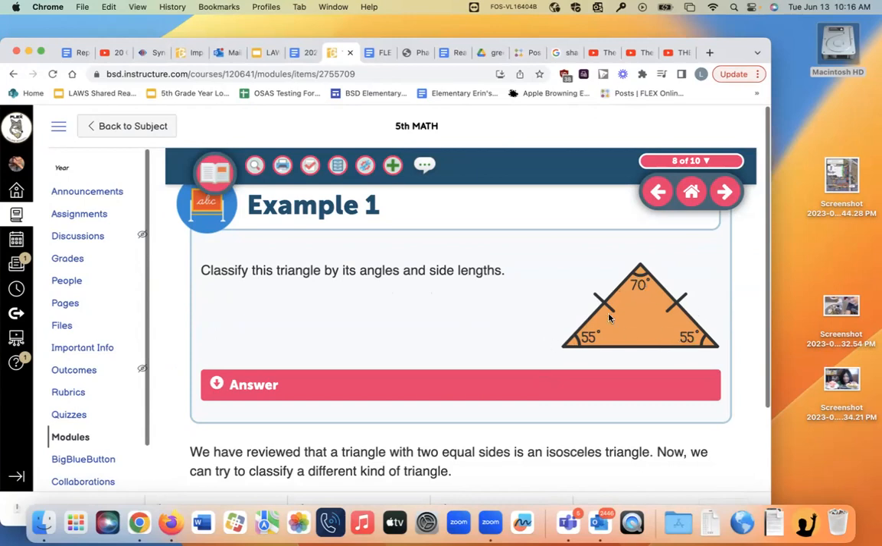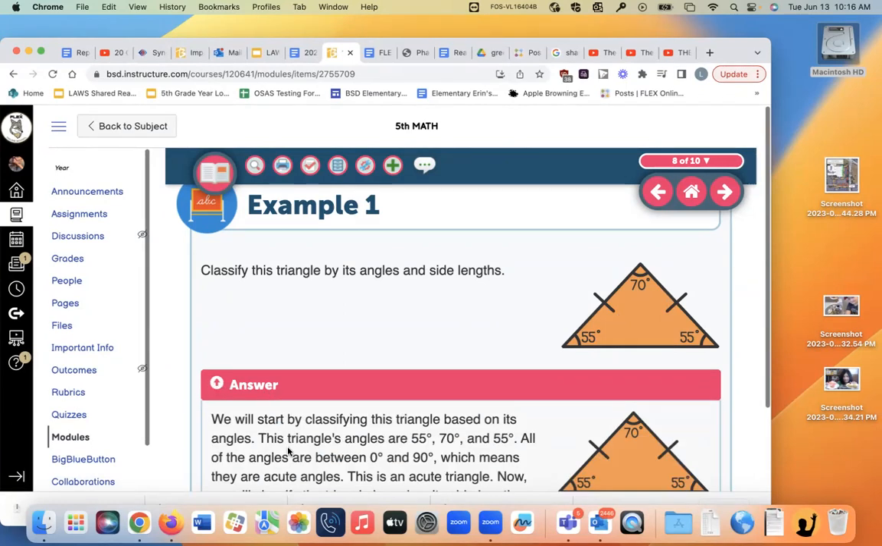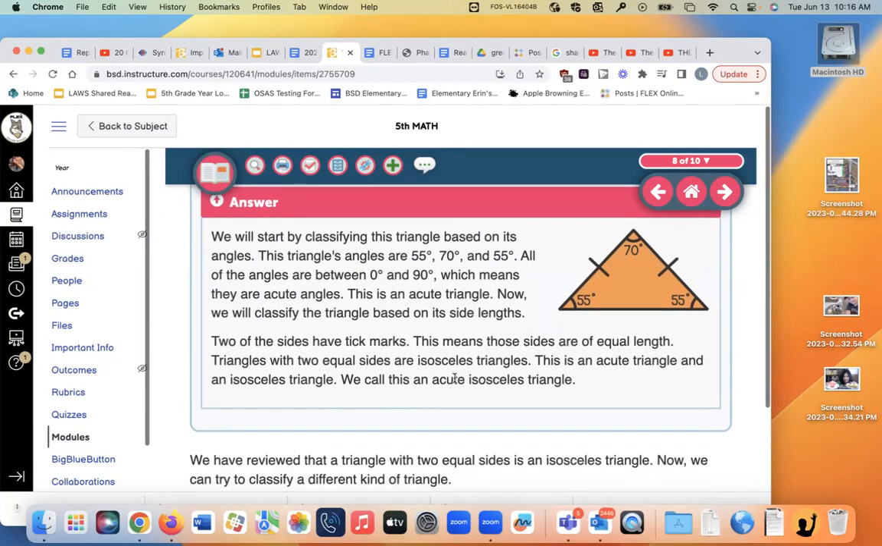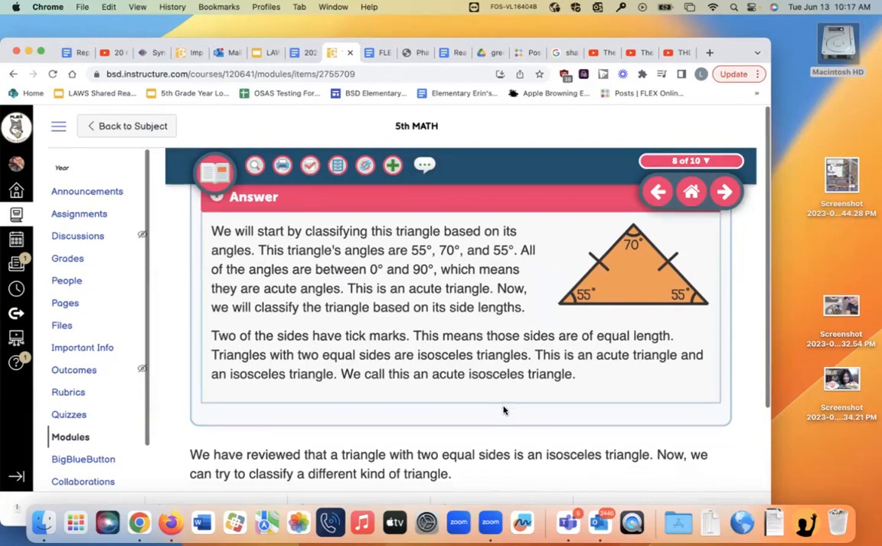So are those acute or obtuse? Oh, they're cute little angles. They're less than 90 degrees. So this is definitely an acute triangle, but look, it has two sides the same, not all three, so it's not equilateral, it's isosceles. Acute isosceles. There it is, acute isosceles triangle.